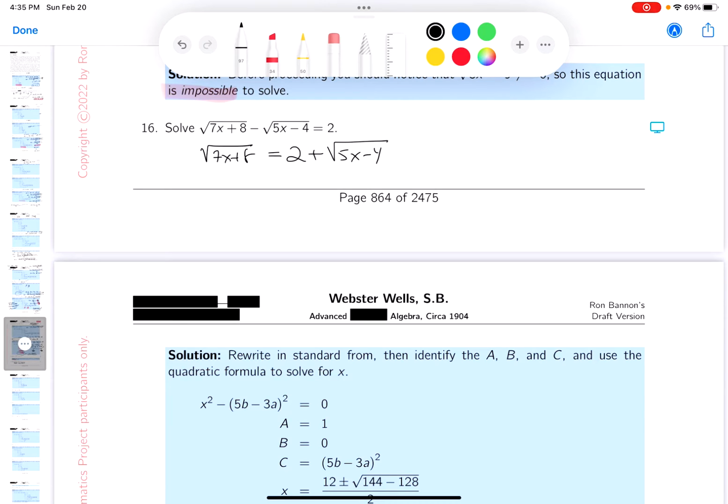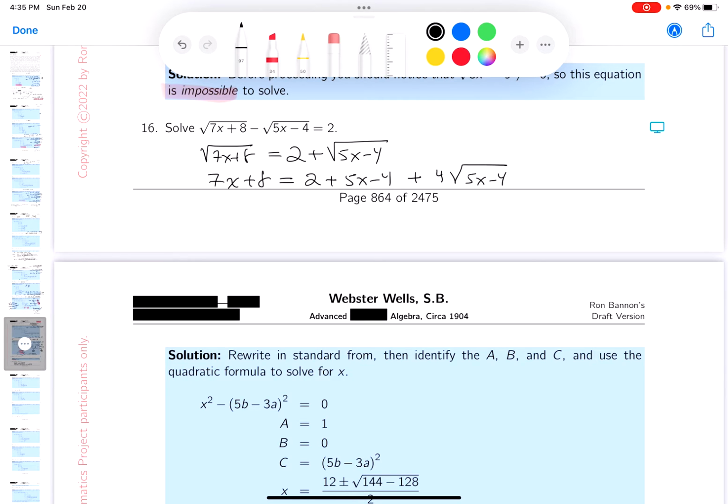I'm going to square both sides, and you're going to get 7x plus 8. The right side, not that bad to do. It's going to be 2 plus 5x minus 4 plus, well, you're going to get 4 square root of 5x minus 4.